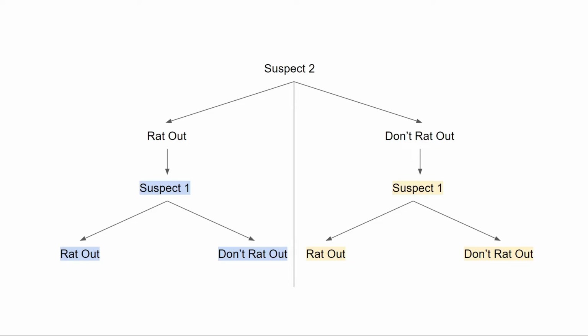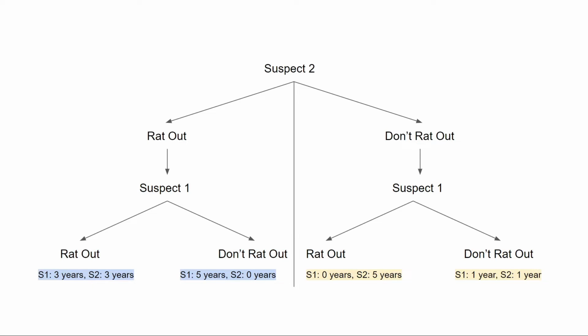How many years does Suspect 1 serve in each circumstance? Per the officer and the suspect's knowledge, both of them ratting out means 3 years in prison. Let's be nice then. Let's not rat out. Well, in this case, that's even worse for Suspect 1. They now have to serve 5 years in prison. The fact that Suspect 2 serves none does not matter for Suspect 1. We're only looking at Suspect 1's outcomes here.